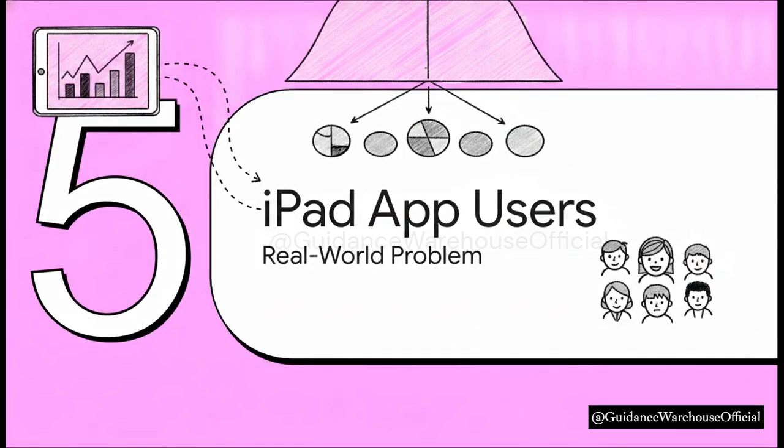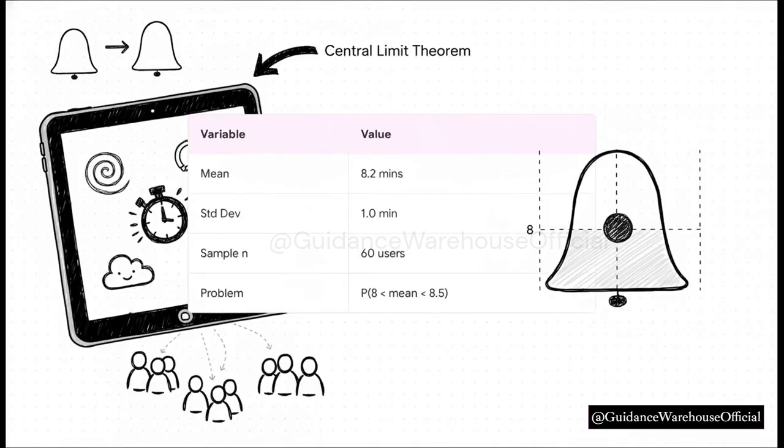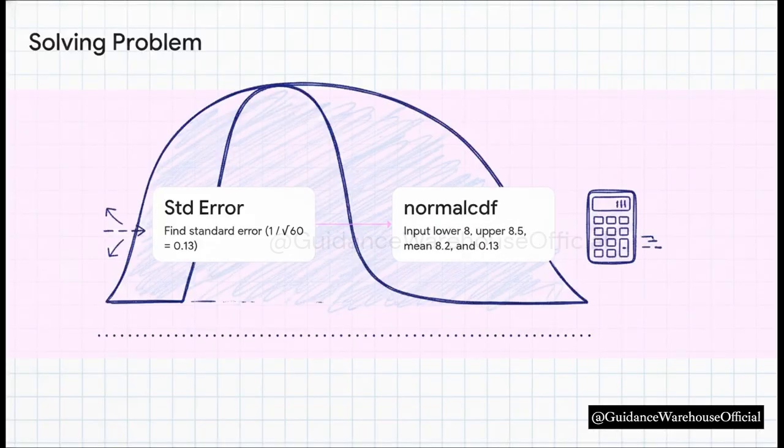Section 5. Example, iPad app users. All right, let's circle back to our opening problem, measuring iPad app engagement. Here's our gathered data. The true mean engagement time is 8.2 minutes, with a standard deviation of exactly 1.0 minute. We pull a random sample size of 60 users. Our goal is to find the probability that the average engagement time of this specific sample sits between 8 and 8.5 minutes.